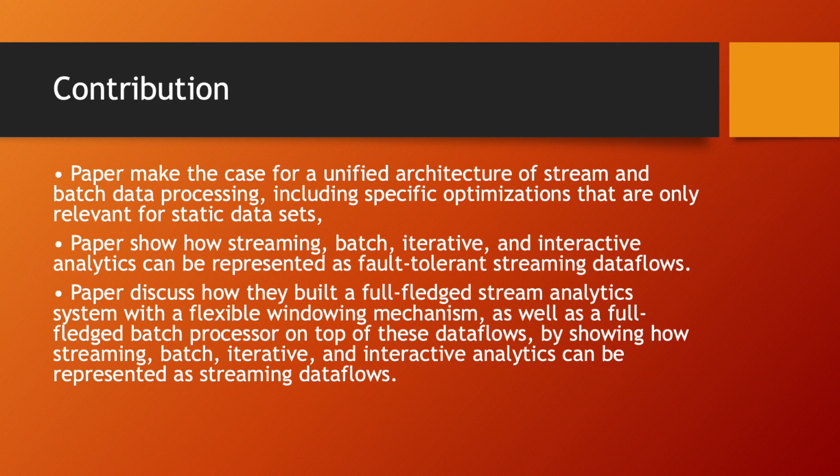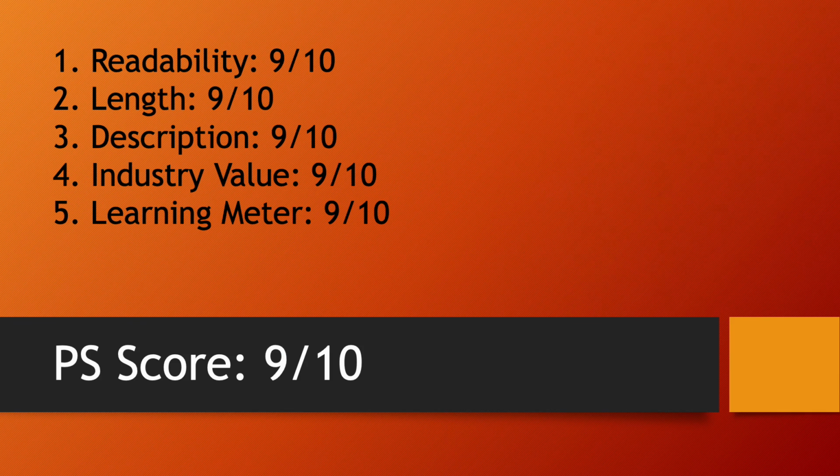It makes the case for a unified architecture of stream and batch data processing, including specific optimizations that are only relevant for static datasets. It shows how streaming, batch, iterative, and interactive analytics can be represented as fault-tolerant streaming data flows. It discusses how they built a full-fledged stream analytics system with a flexible windowing mechanism, as well as a full-fledged batch processor on top of these data flows, by showing how streaming, batch, iterative, and interactive analytics can be represented as streaming workflows. Now let's talk PS score for this paper.